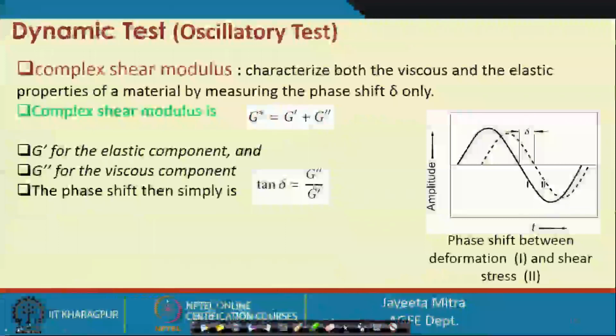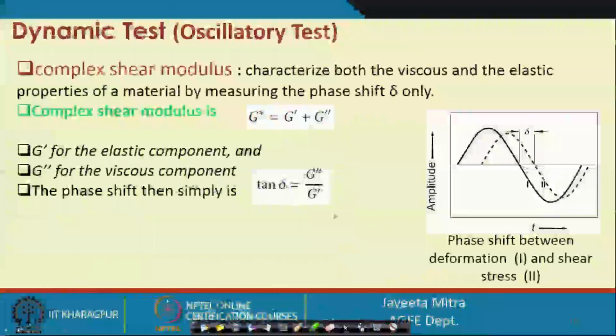So, if G double prime, that is for the viscous component, is 0, that means tan delta is coming 0. So, delta is 0, that means it is a pure elastic material. So, no phase shift is observed there, and if we are getting a higher value, that shows that G double prime has a significant effect. So, the viscous component will be there.